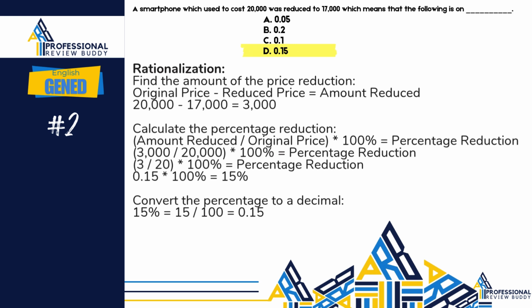Convert the percentage to a decimal. 15% is equal to 15 over 100, which is 0.15.